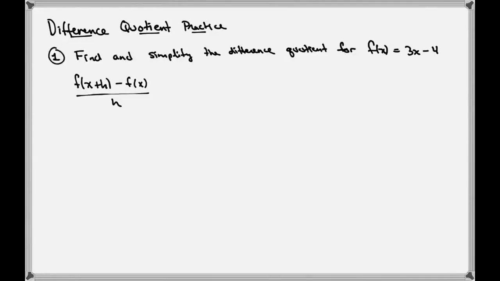Try for yourself to find and simplify the difference quotient for the function f of x equal to 3x minus 4. I've set up the formula for the difference quotient. I would like you to evaluate it for this particular function and simplify the answer as much as possible. Pause the video and try to do it on your own, and then compare your results with mine.